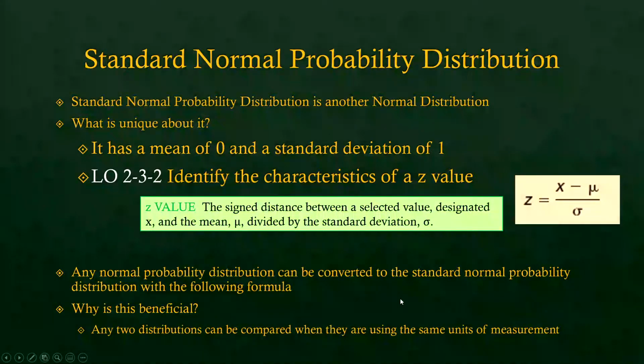So any normal probability distribution can be converted, like I said, and now we have the ability to compare measurements, and we're going to compute z-scores in just a minute as well.